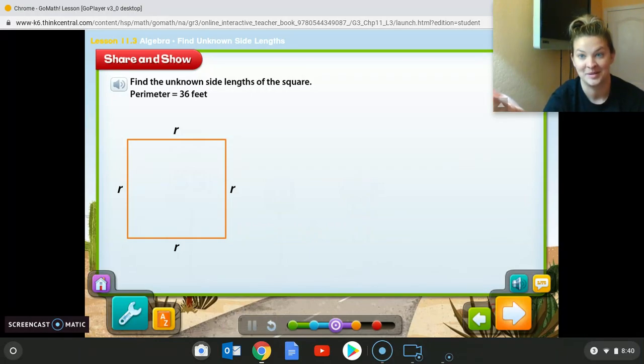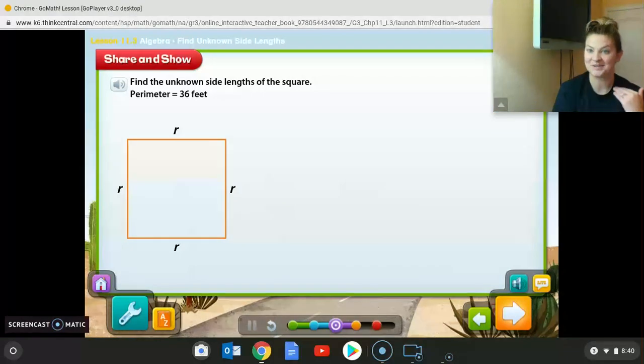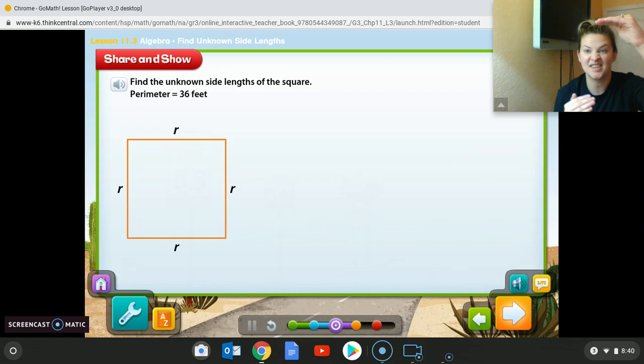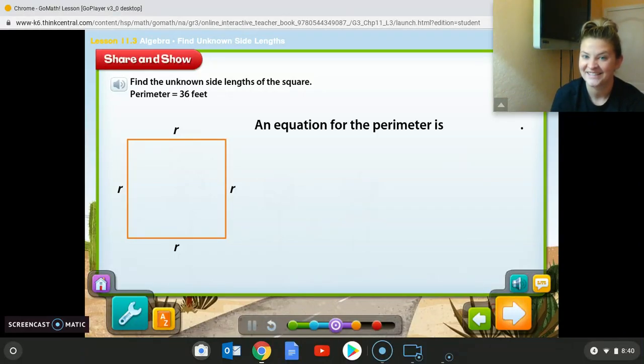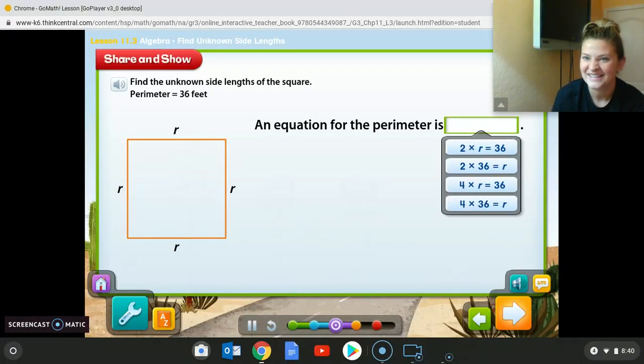This is what I was talking about. We talked about rectangles, right? And how this side is equal to this side, 6 and 6. And if this side is 9, then this side has to be 9. But what about a square? What do we know about a square? A square is a shape that has 4 equal sides. So look at this square. There's R all the way around. So we need to find the side lengths.